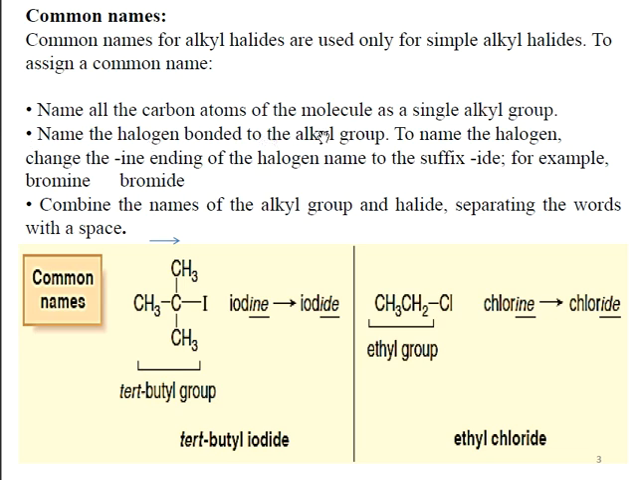Name the halogen bonded to the alkyl group. To name the halogen, change the ine ending of chlorine, fluorine, bromine to the suffix ide, so it will be methyl chloride, methyl bromide, iodide. Then combine the names of the alkyl group and the halide, separating the words with a space. The common name is not a single word; it has a space. Look: ethyl chloride, tertiary butyl iodide. The name has two parts.